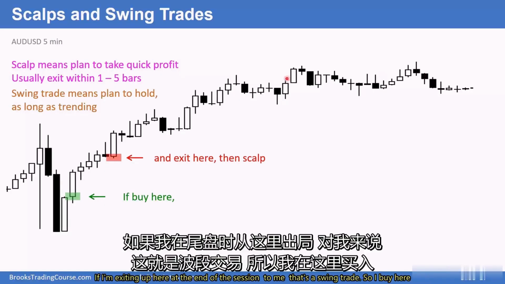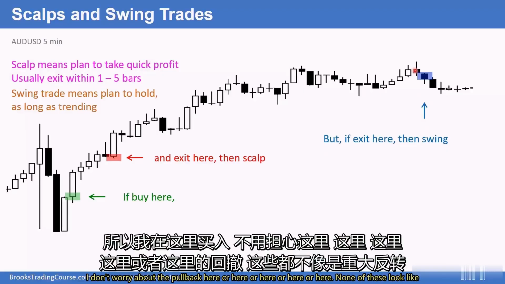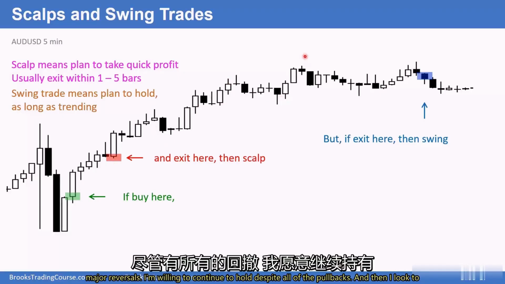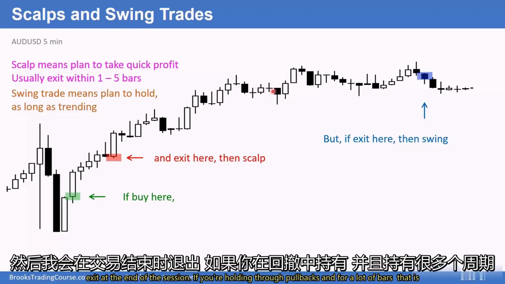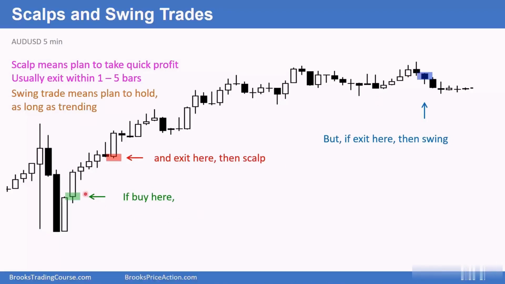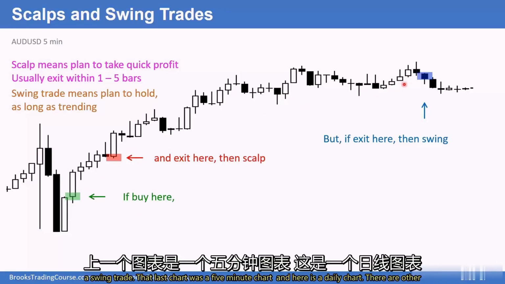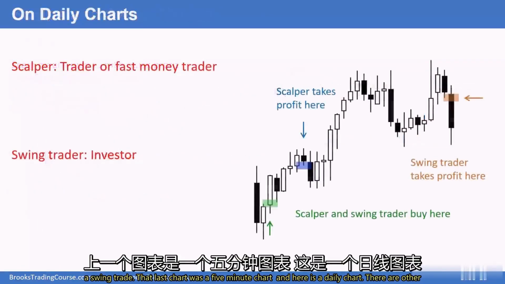On the other hand, what happens if I exit up here or up here? If I'm exiting up here at the end of the session, to me, that's a swing trade. So I buy here. I don't worry about the pullback here or here or here or here or here. None of these look like major reversals. I'm willing to continue to hold despite all of the pullbacks, and then I look to exit at the end of the session. If you're holding through pullbacks and for a lot of bars, that is a swing trade.